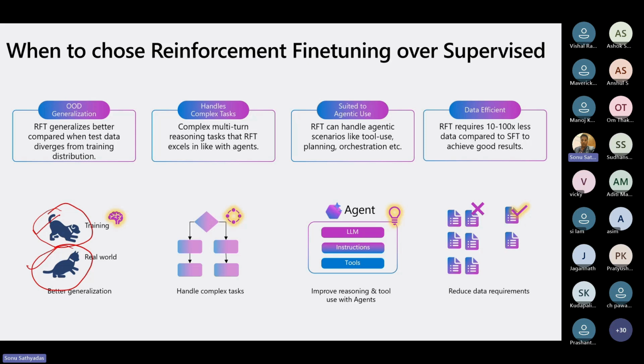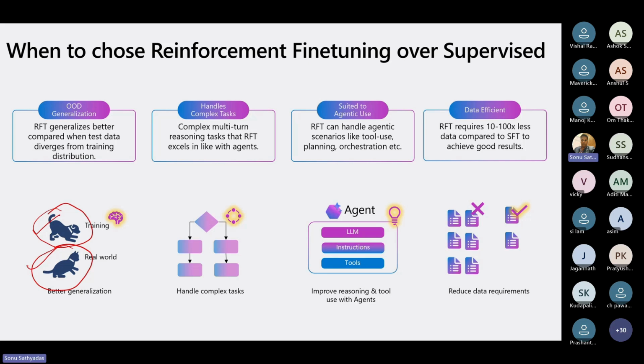Data efficient. Reinforced fine-tuning requires 10 to 100 times less data compared to supervised fine-tuning to achieve good results. Because, as I said, supervised fine-tuning is just mimicking the given answers. Whatever data set is available, it provides answers only from that set. If something out of syllabus comes, it cannot answer.